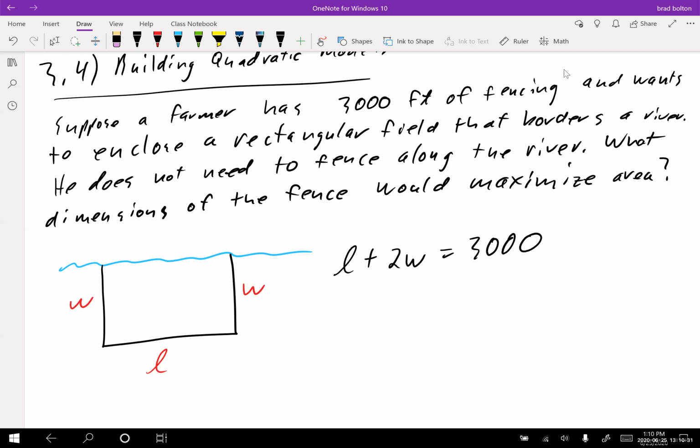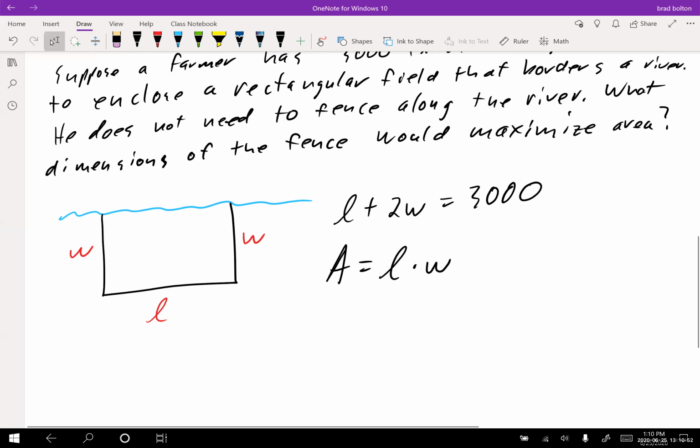Now the problem is we are not trying to maximize perimeter. So in general with these problems, you're going to have one formula or one piece of information that you write down that you know based on what they give you, and then you're going to have to come up with a formula that you're trying to maximize. So in this case, we're trying to maximize the area of a rectangle. So that would be length times width, okay? Now the good news is that I can come over here.